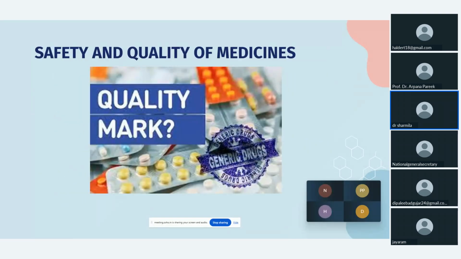The first is basic and fundamental. The second is regarding the safety and quality of the medicine. It's a big question about quality check. And we know that our homeopathic medicines don't expire. It's a big question, and I'll not go into that controversy.